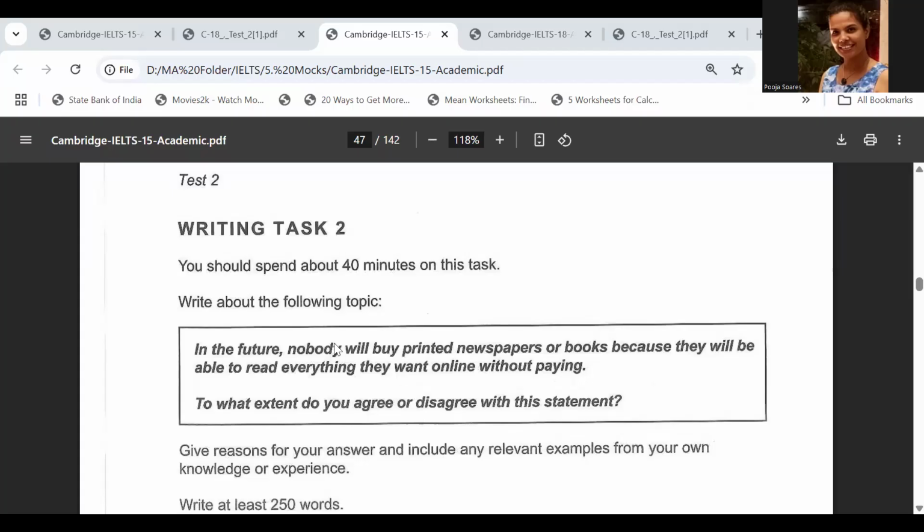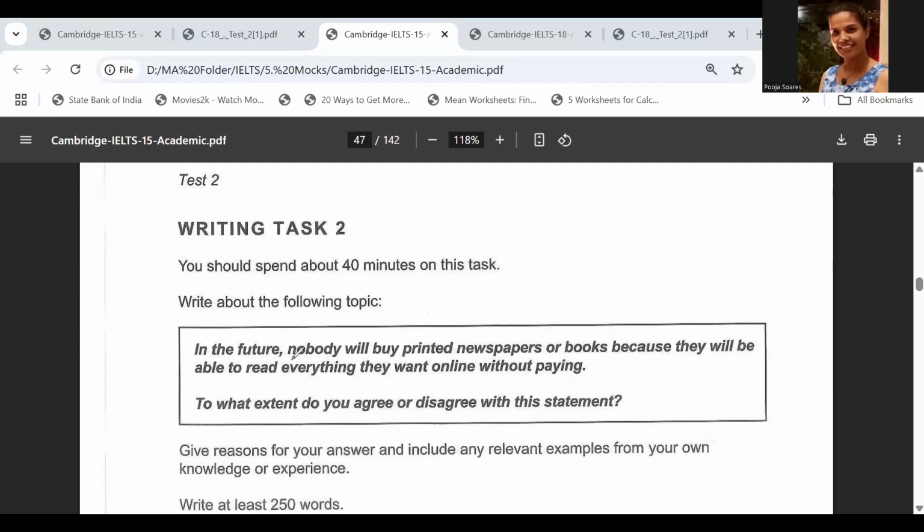Hi, this is feedback on Writing Task 2 in IELTS, which is essay writing, and this is the topic on the shared screen. The essay has to be written in 40 minutes, and we need to write 250 words. As a candidate, you are expected to write 250 words in the given time. The topic is: in the future, nobody will buy printed newspapers or books because they will be able to read everything they want online without paying. To what extent do you agree or disagree with this statement?